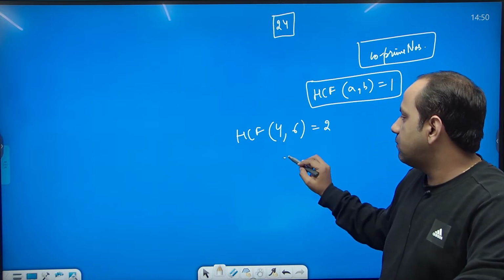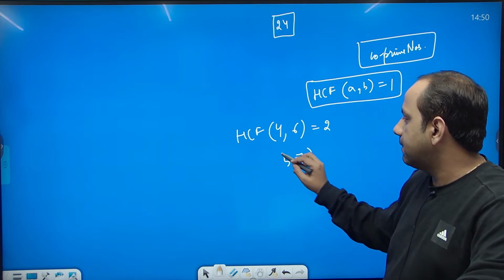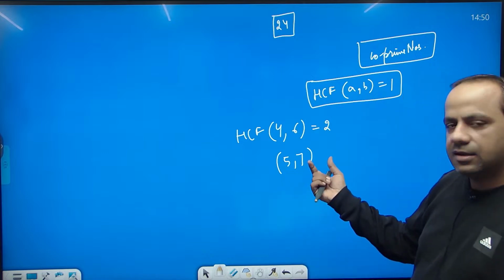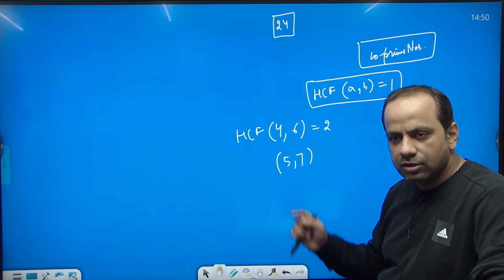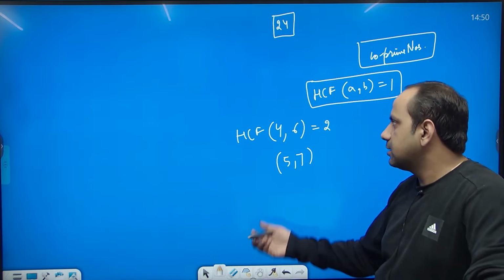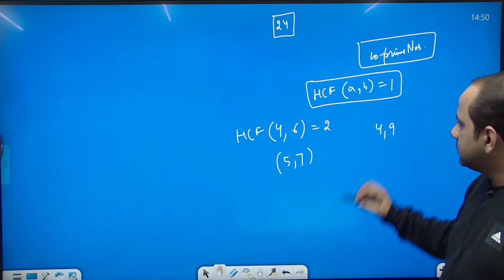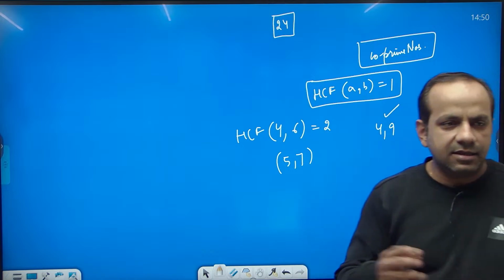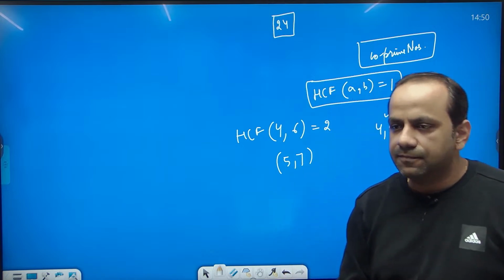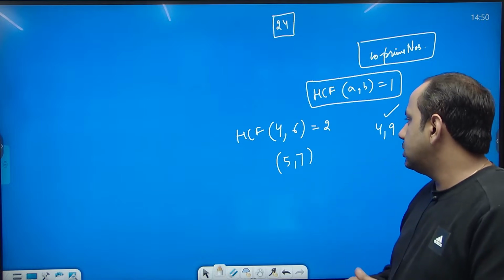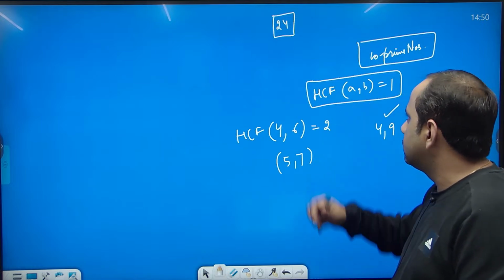If I say 5 and 7, are they coprime? And is it necessary that if 2 numbers are to be coprime, both should be prime? We can say that it is not necessary. 4 and 9, they are again coprime because we cannot take anything common out of 4 and 9. So for numbers to be coprime, we can say that their HCF should be 1.